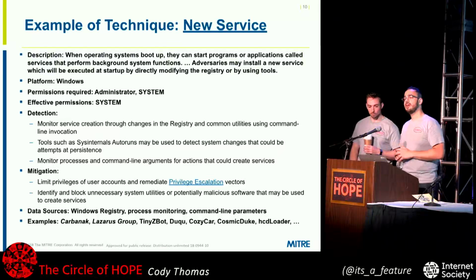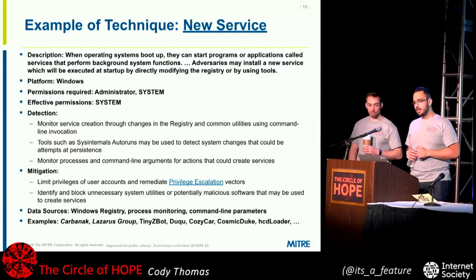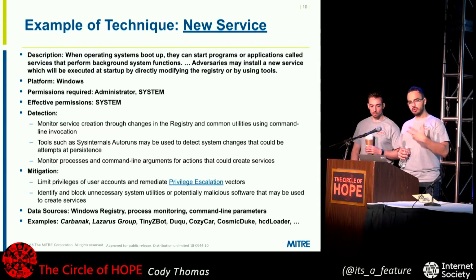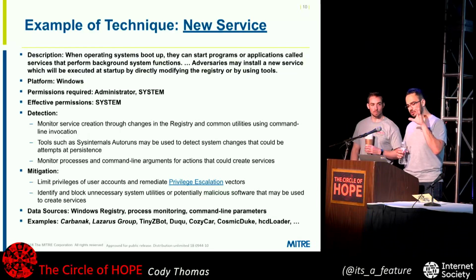We then move into how adversaries actually abuse this for their own gain. We have some data about what platforms you find this on, and the required permissions and effective permissions. And then we move into the detection and mitigation, how you detect or mitigate this specific TTP. As a red teamer, this is a really good place to pay attention to, because you can start to see what the blue team's playbook would be against a specific TTP of yours.